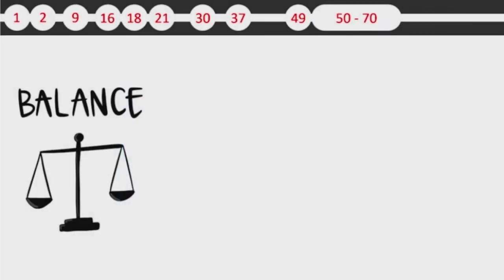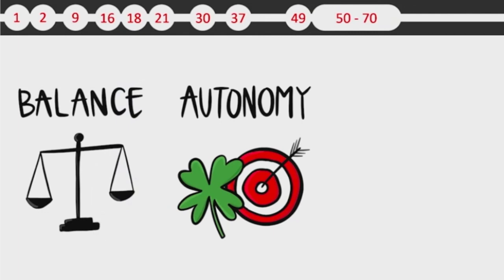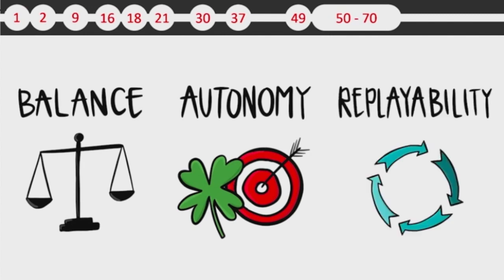From versions 50 to 70, we focus on the 3 ingredients that make up the secret sauce of a great game. Balance, making sure that cards and player abilities aren't overpowered. Autonomy, making sure that the level of luck and skill is just right so that players feel like they control their own destiny, but they're still responsible for leveraging good fortune and surviving unlucky rolls of the dice. And replayability, making sure that the conditions are a little different every time people play so that each time they get out the game, it feels like a new experience.